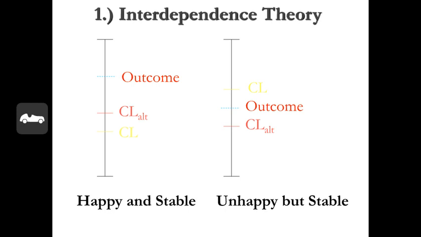In the second example, are you happy in this relationship? No, because your outcomes are less than your comparison level. So you're getting less than what you believe you deserve. Are you stable? Well, yes, because there is no better other option. Your comparison level for alternatives is even lower than your current outcomes. So you're not that thrilled about this relationship, but Thibault and Kelly would say that you're unlikely to break up with this person because you can't do better elsewhere.